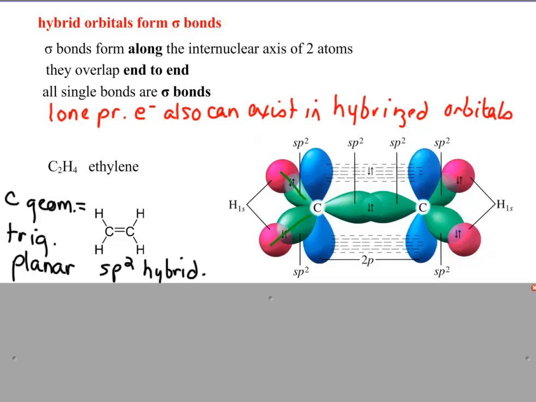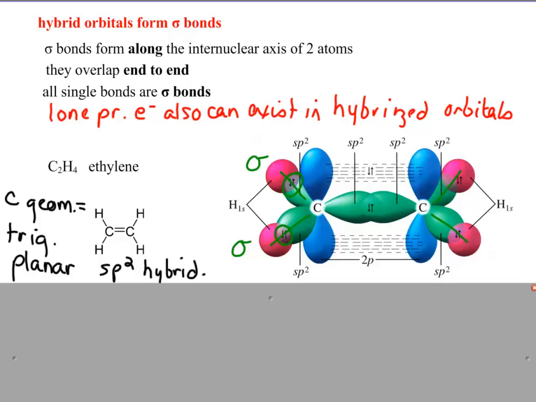So those are sigma bonds. They form along the internuclear axis between carbon and hydrogen. They overlap end to end. We can see the overlap right here. And they are single bonds. Same is true of the other carbons. So I've got one here and one here.